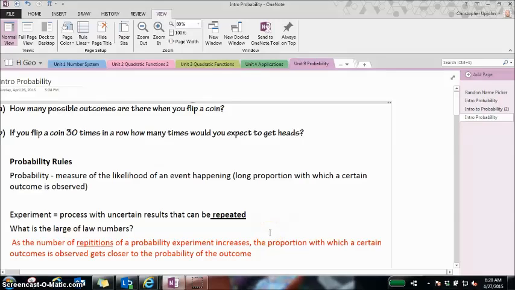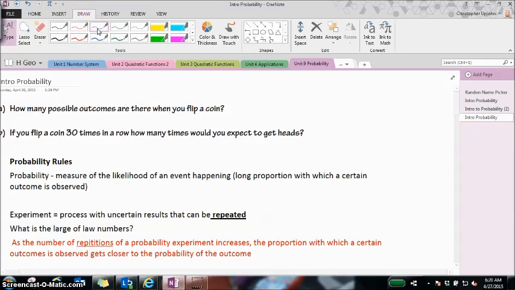All right, here goes our intro to probability. Our warm-ups: how many possible outcomes are there when you flip a coin? Pretty simple. 2. Either you get heads or tails. Unless you have a 3-sided coin, which is weird, I've never seen one, please show that to me.